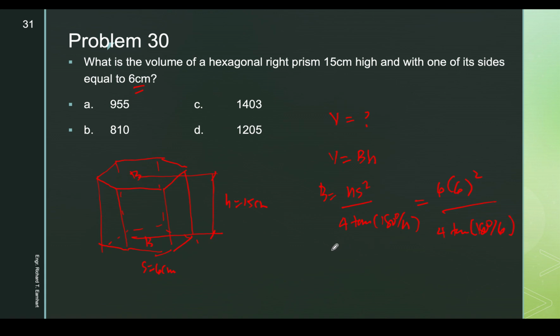Okay. And this is 54 times square root of 3. So therefore the volume is equal to 54 times square root of 3 times 15 centimeters, which is the height. So this gives you 1403 cubic cm. Okay, and that is also letter C.